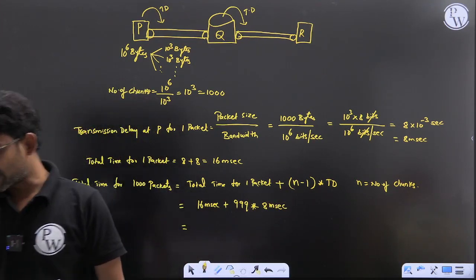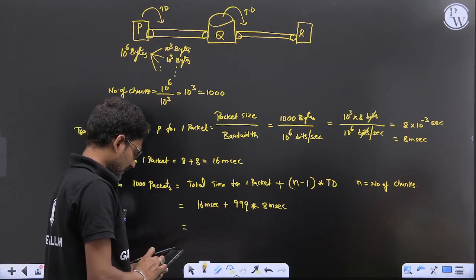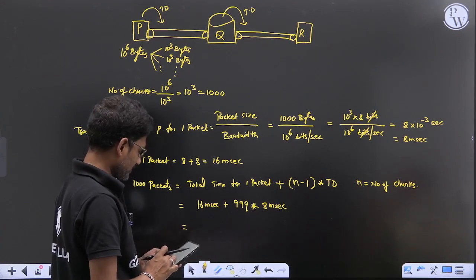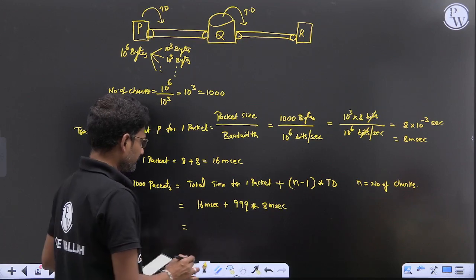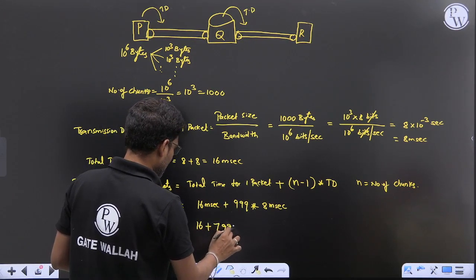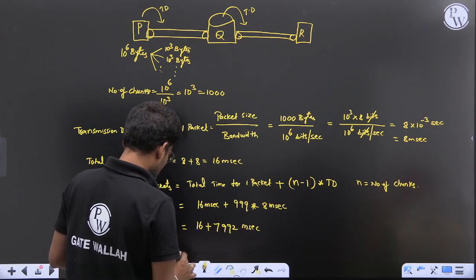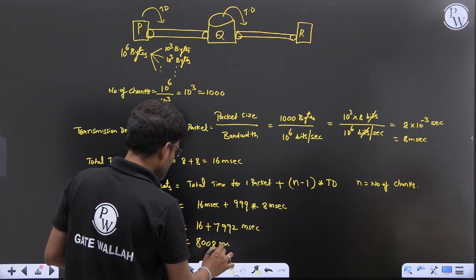You can use the calculator, because in the GATE exam a virtual calculator will be provided. If we use the calculator, dear friends, 999 multiplied by 8 is 7992 milliseconds, plus 16, so this would be 8008 milliseconds.